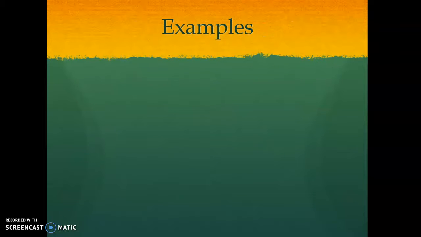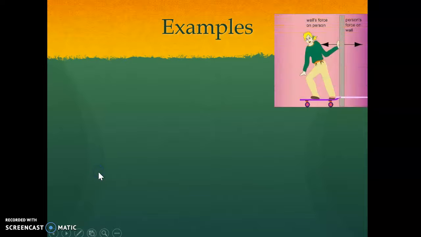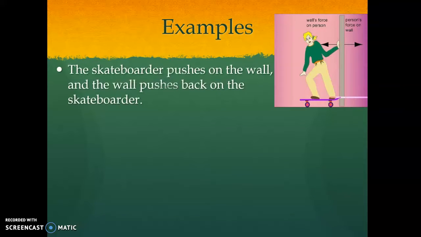Okay, here we have some examples, and this is a short set of notes, so go ahead and put these examples down in your notes. You don't have to draw the picture, but a picture is nice. A picture is worth 1,000 words. So the skateboarder pushes the wall, the wall pushes the skateboarder. If you look at these arrows, they're equal in size, they're opposite in direction. The harder that skateboarder pushes the wall, the harder the wall is going to push the skateboarder, the harder the skateboarder is going to go.